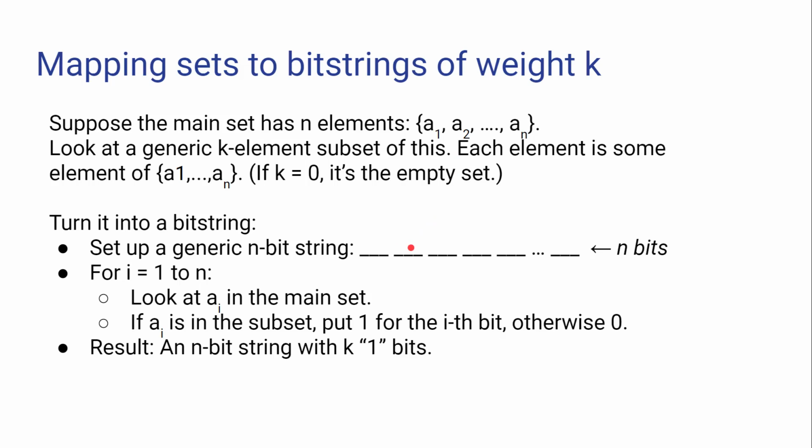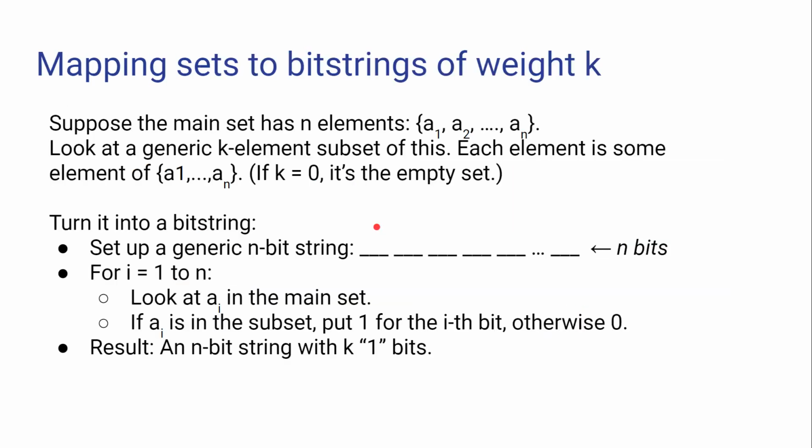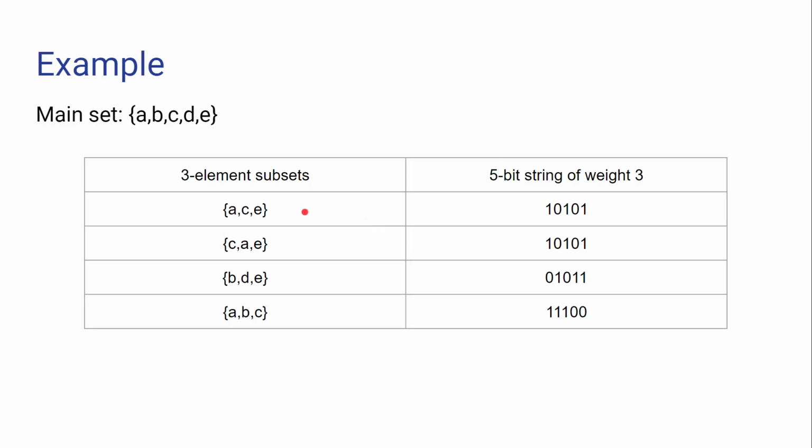Notice that this bit string has n bits and it has weight k because the process above puts exactly k 1 bits in the string, one bit for every element that was in my k-element subset that I started with. Here's an example of the inputs on the left and the outputs on the right of this process in the case where we are looking at 3-element subsets of a 5-element set.